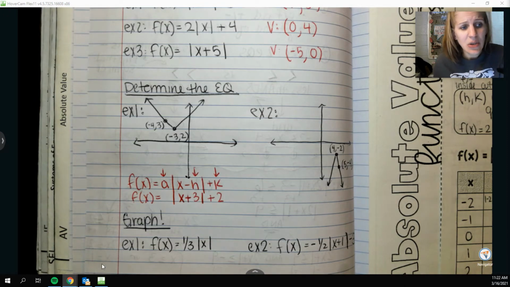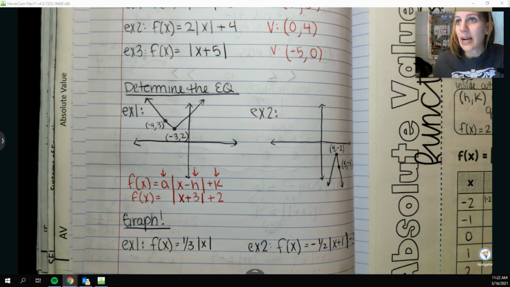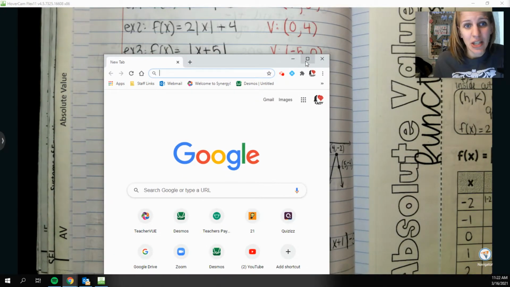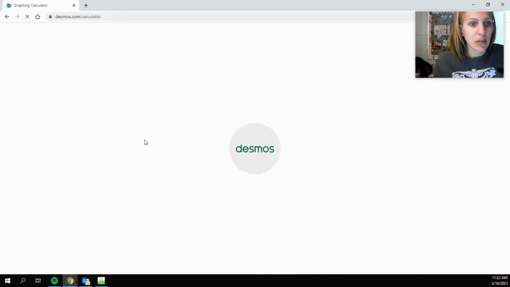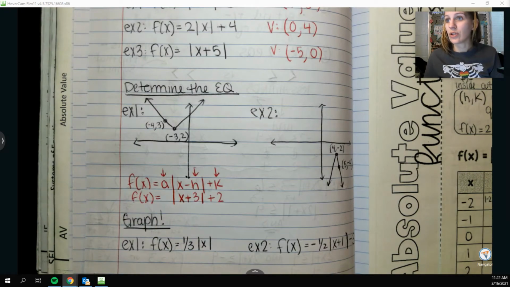Now, one thing that I do actually want to show you guys is that that is a crude drawing because it's not on grid paper. So if I go to Desmos really quickly and I type in, actually let me type it in over here so you can't see.